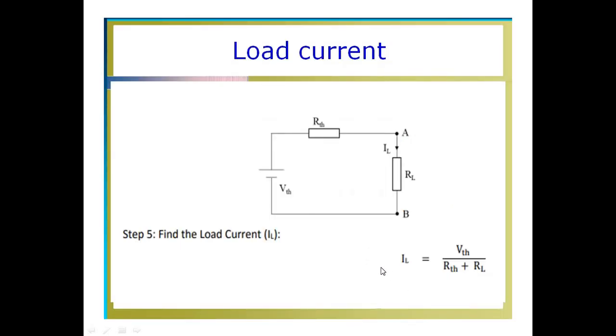Then next, load current. We have to calculate the Thevenin's voltage and then R Thevenin, and then the load resistance is connected between the A and B terminals. Then next we apply Ohm's law formula. Here I is equal to V divided by R, that is, Thevenin's voltage divided by R Thevenin plus RL.